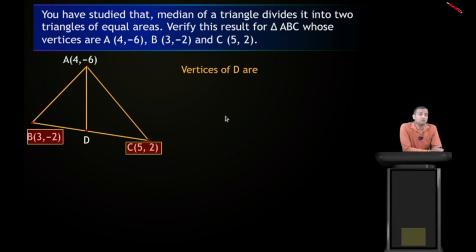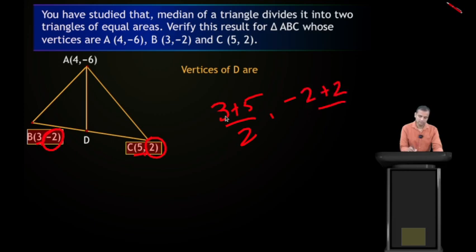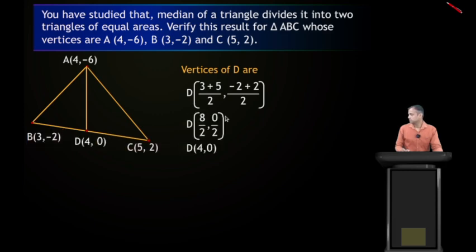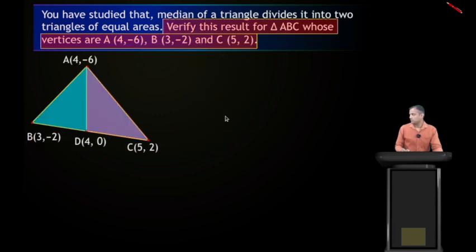So how to find the midpoint? Yes, very good. The same formula, x1 plus x2 upon 2 comma y1 plus y2 upon 2. Okay, it's so easy. So this is 3 plus 5 upon 2, then minus 2 plus 2 upon 2. So this is the point D. It is 8 upon 2 and 0, so 4 comma 0. Now we got the coordinates of D.